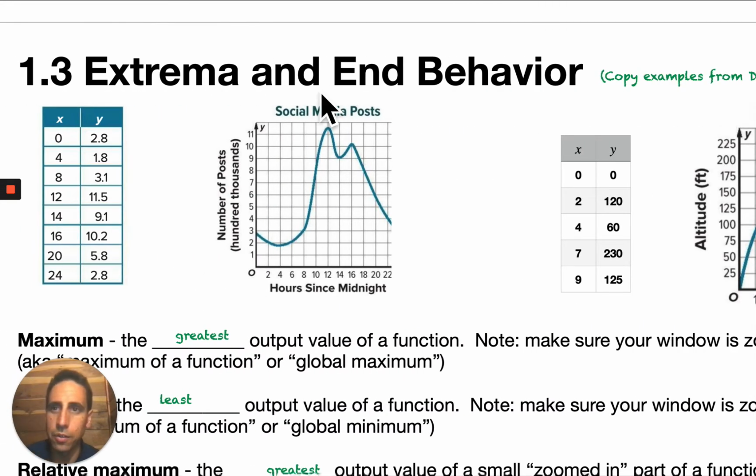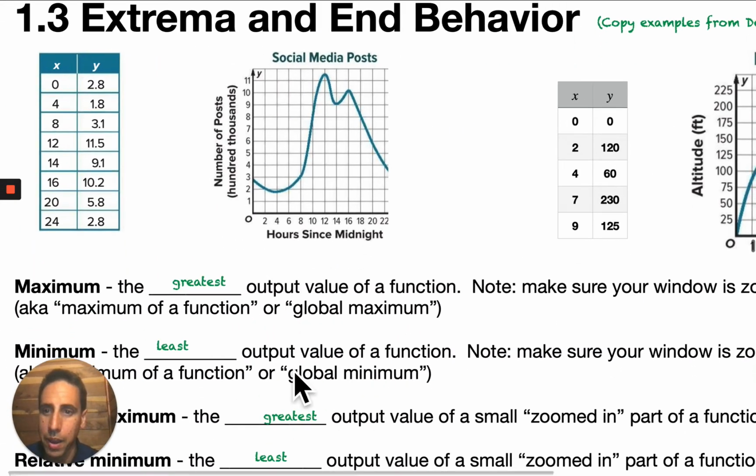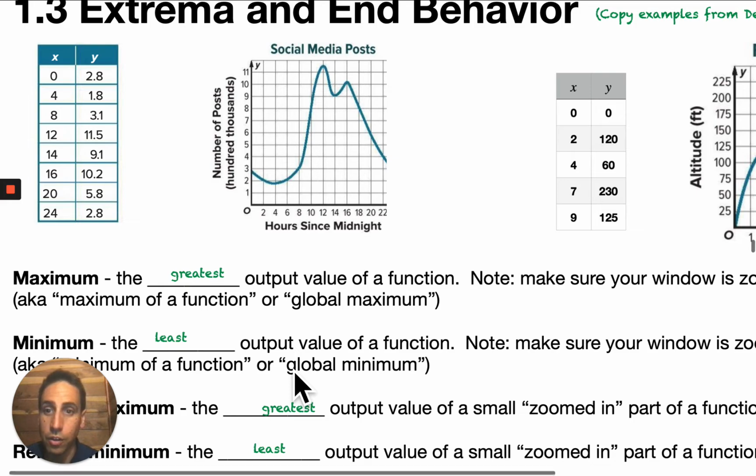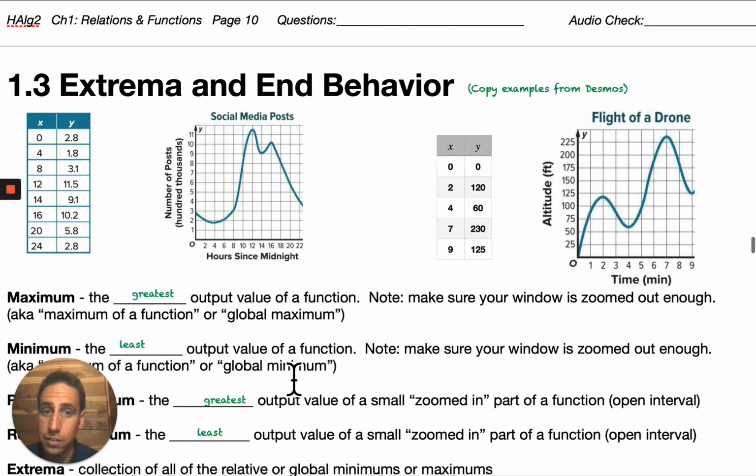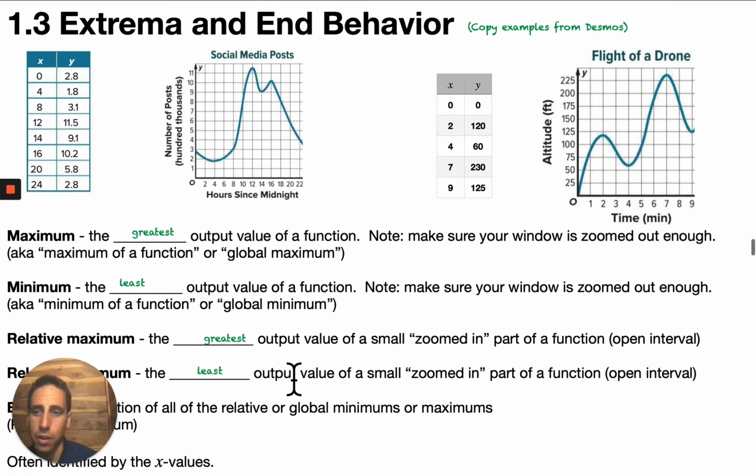Let's go back to the notes. So what exactly is a maximum? A maximum is the greatest output value of a function. Sometimes functions have a maximum and sometimes they don't. But if they have one single greatest output value, that's what the maximum is. You need to make sure your window is zoomed out enough so that you're not looking at a narrow area. The maximum is also called, in other textbooks, a maximum of a function or a global maximum, but that's what we call it.